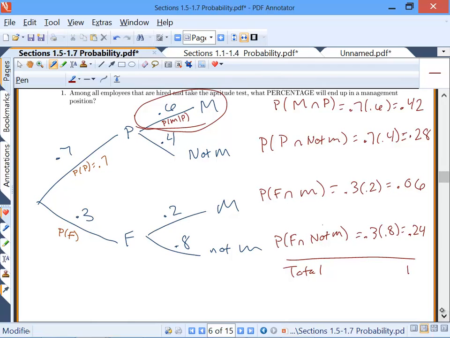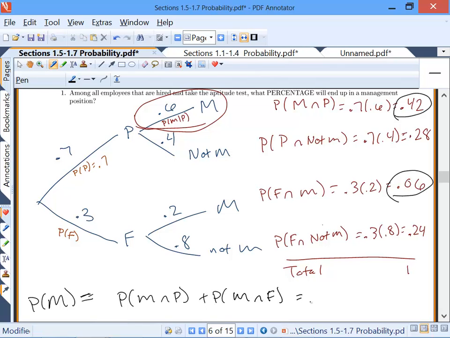But we still haven't actually addressed the problem. The problem was, what percentage end up in management? This is why we draw a tree diagram, because it makes it really easy. We want the probability of management. We look at these intersections, and if you find each intersection that includes a management, you can add those together. So this equals the probability of management and pass plus the probability of management and fail. So 0.42 plus 0.06 gives me 0.48.